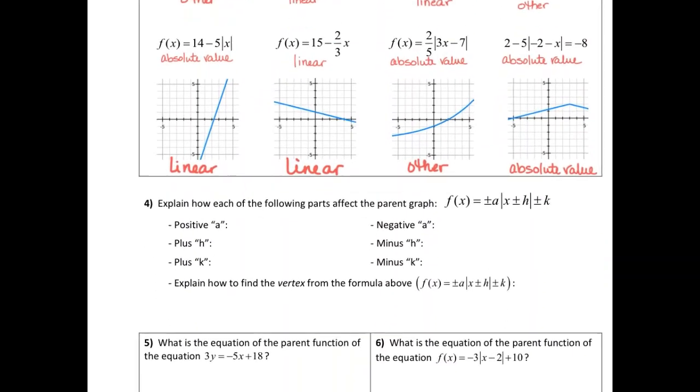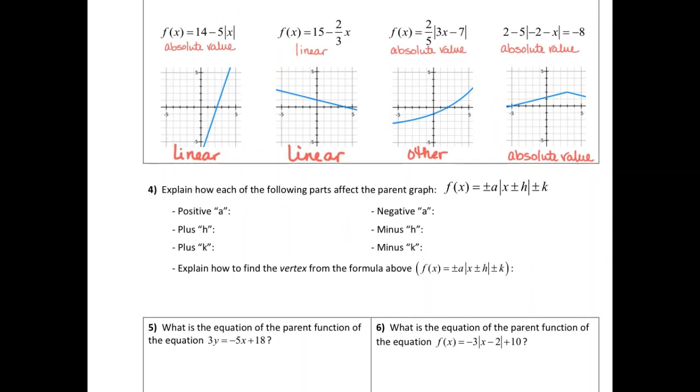Now, question 4 gets into the equations that indicate transformations to the absolute value functions. And you can either have a leading positive or negative. If there's a number, your stretch or compression, you can add or subtract a number inside the absolute value or outside the absolute value. And each of those things transforms the graph in a different way. So let's take each of those one by one.